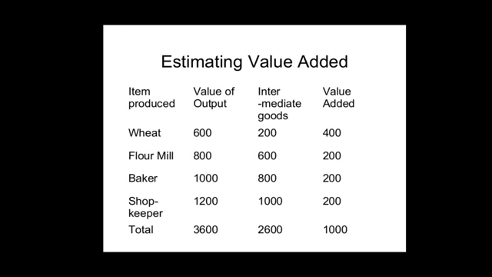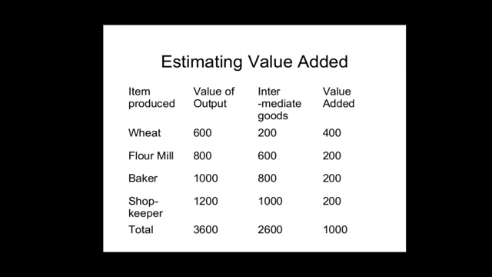The shopkeeper then sells the bread to the final consumer for rupees 1200. Thus, the value added by the shopkeeper is rupees 1200 minus rupees 1000, which is equal to rupees 200. Dear students, in the given example, wheat is a final product for farmer, flour is a final product for flour miller, and bread is final product for baker, as every producer treats his commodity as the final output.